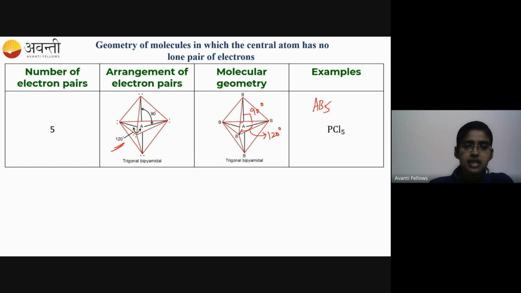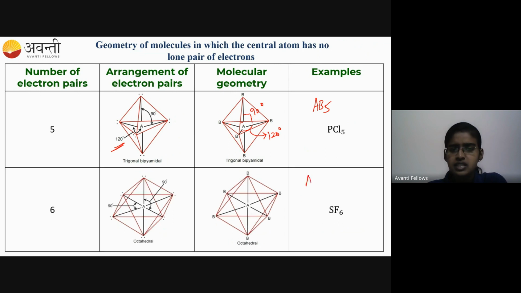Coming to the last type, AB6 type, example is SF6. So here you can see 4 fluorines occupying the 4 corners. Okay, so like you can take a book or mobile. So there are 4 corners for a mobile, right? So 4 corners are occupied by the 4 fluoride ions and 1 above and another below.